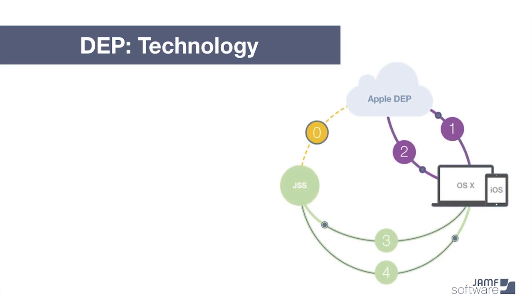Going one step deeper, let's talk about how this technology works. The first step, if you want to use the Device Enrollment Program, is you're going to enroll your organization with the Apple Deployment Program. And then you're going to get a token, which is a special cryptographic file that will associate your MDM server. In this case, we're using the Casper Suite JSS. So we're connecting your JSS with Apple's deployment service.